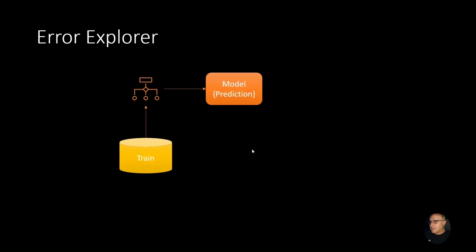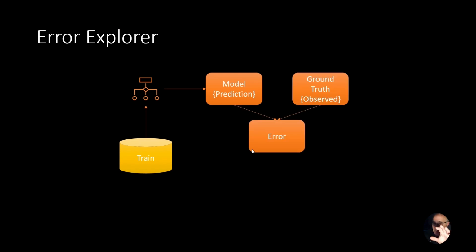So let's look at the Error Explorer. How did they get to it, actually? So basically, we use some training data, we apply a model, we've got predictions, we compare them to the ground truth, and we get an error.